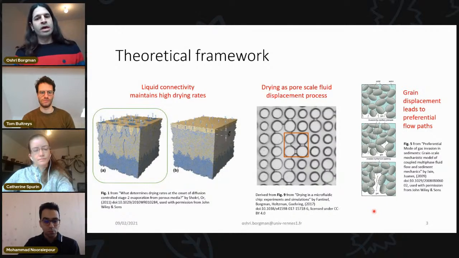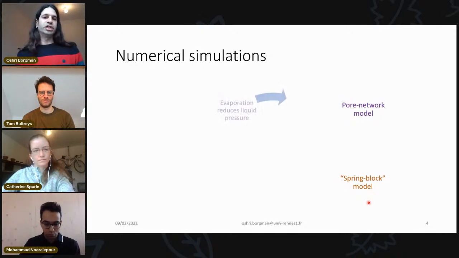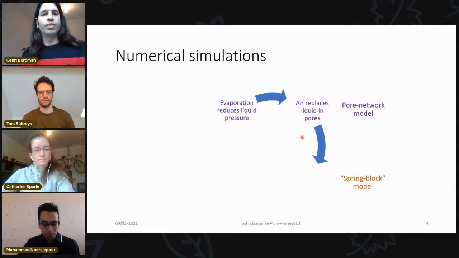So we want to take this mechanism and couple it to the drying and the evaporation process in the porous medium. And the way that we do that is by coupling a pore network model for the drying with a spring-block type model for grain displacement and matrix deformation. And we start with the evaporation that reduces liquid pressure in the pores. And when the liquid pressure or the pressure difference goes beyond the critical threshold locally at the pore throat, air replaces the liquid in the pores.